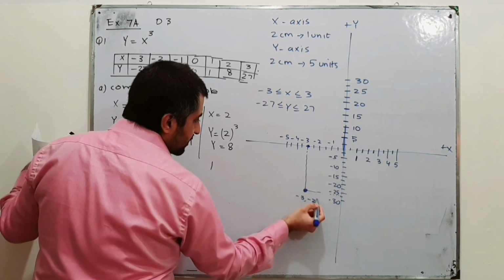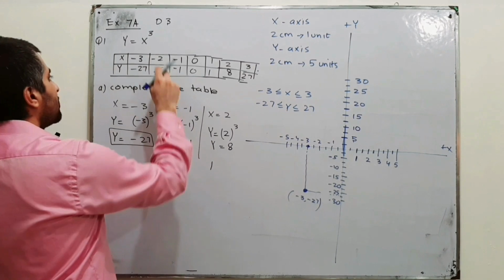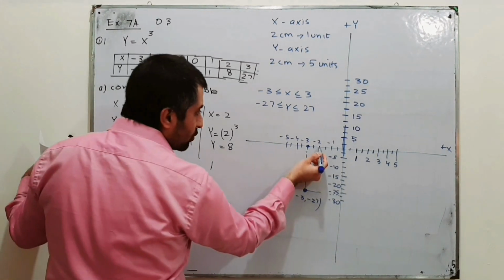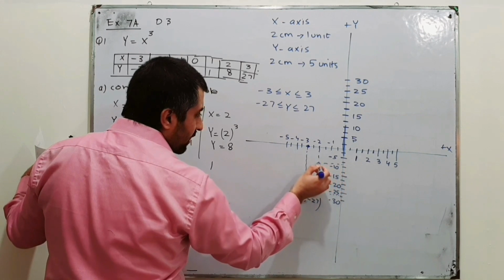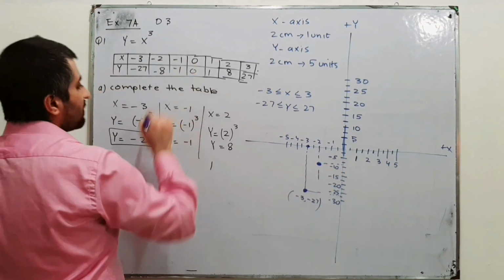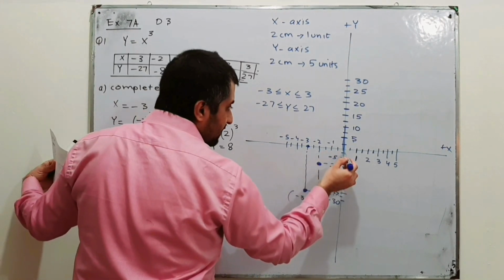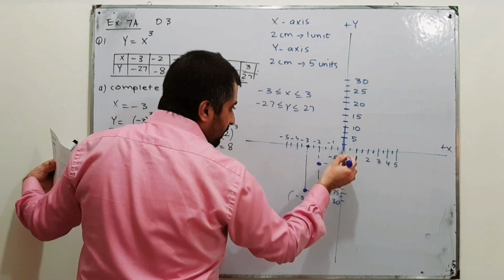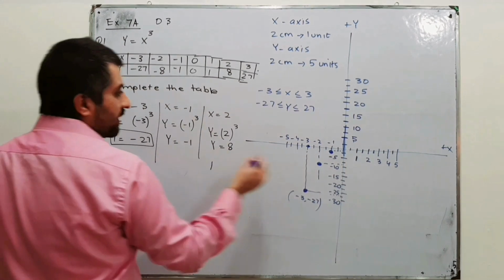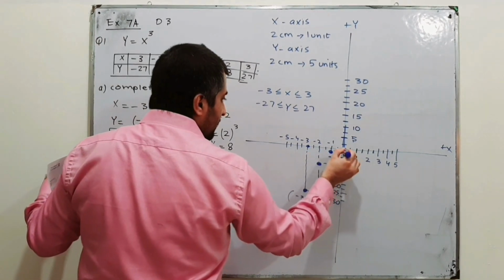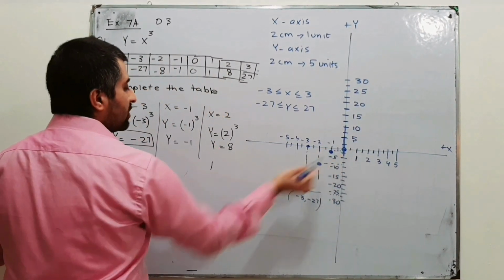-3, -27. Then when x is -2, y is -8. X is -2, y is -8, maybe over here. Okay, got it. Then x is -1, y is -1. X is -1, y is -1 over here, right here. Then x is 0, y is 0. This one. Got it. X 0, y 0.